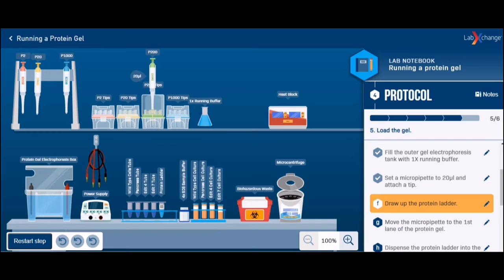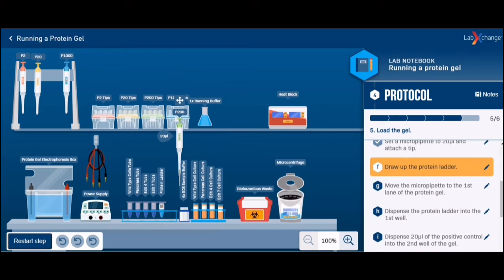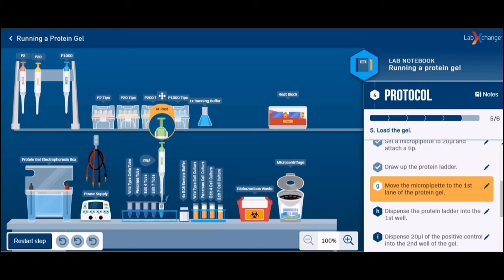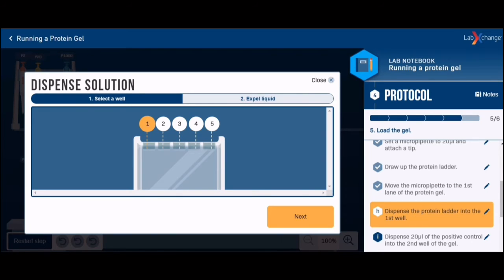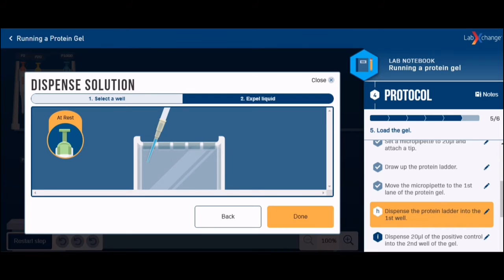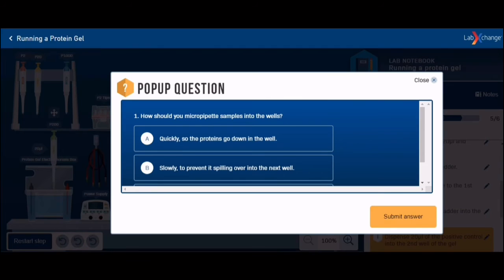After we attach a tip, we will draw up the protein ladder. After drawing up the protein ladder, we will move the micropipette to the first lane of the protein gel. The first one. And click next. Only press to the first stop.